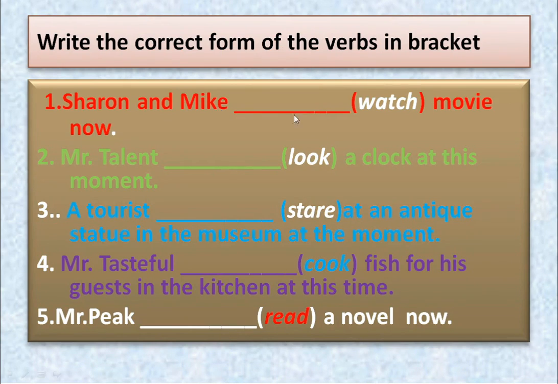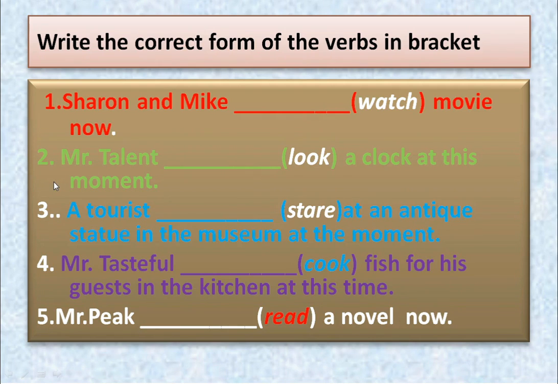Sharon and Mike watch movie now. Here watch is the main verb. Because the word now is there, the now indicates that the action is going on at the time of speaking. Therefore, this sentence must be in present progressive. Here Sharon and Mike is the plural subject. Therefore, for the plural subject we use are. Sharon and Mike are watching now.